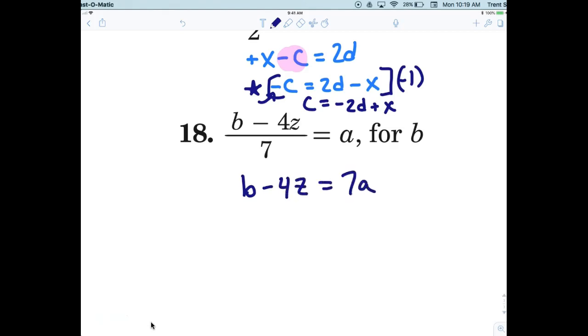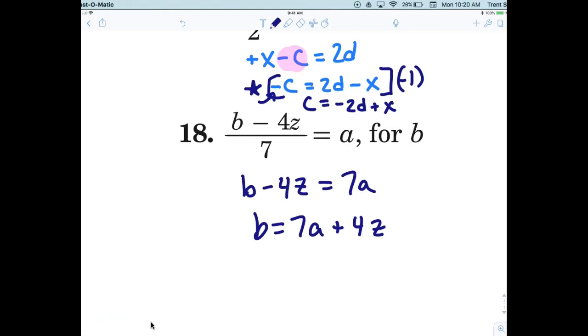And finally, you have to do plus 4z on each side. Yes. And then that's b equals 7a plus 4z. That's how simple it is.